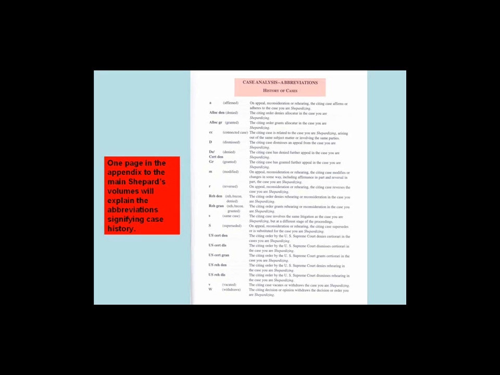A second page in the appendix is the chart which explains the case history abbreviations. So you'll know that little a means that the case was affirmed, and a big D means that the case was dismissed.